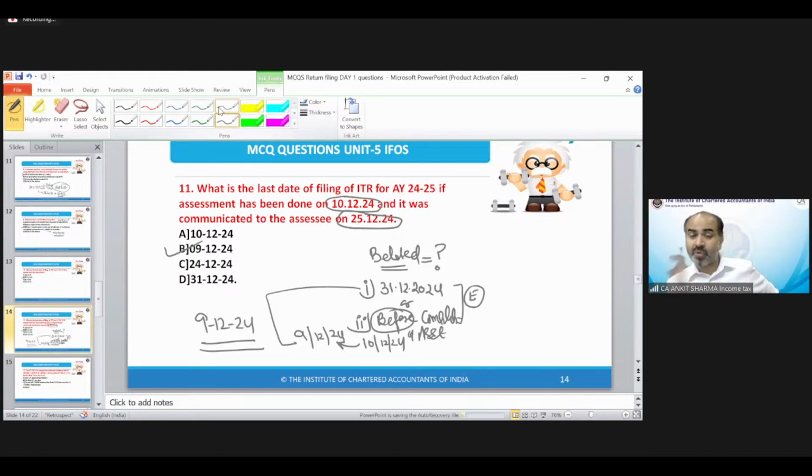Understood? So that is before completion of assessment. So the assessment has been completed on 10th. The date would be 9th December. So we have to compare it with the 9th December 2024. So the correct option is option number B. How interesting it was.